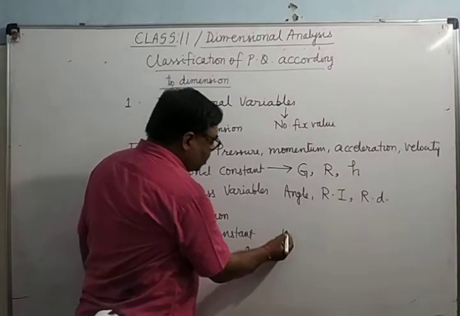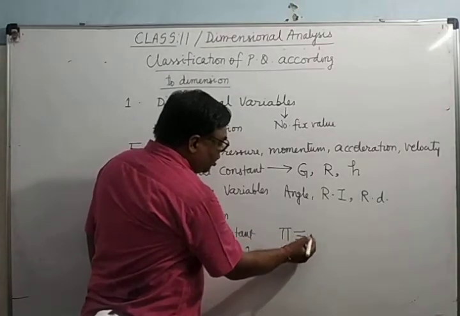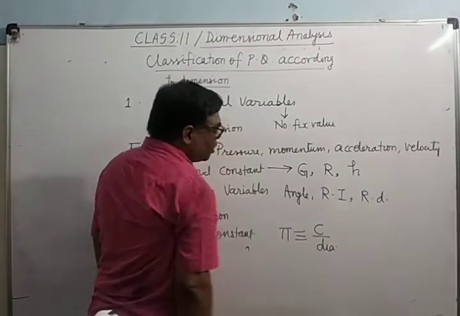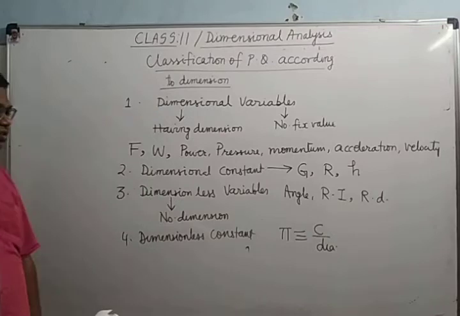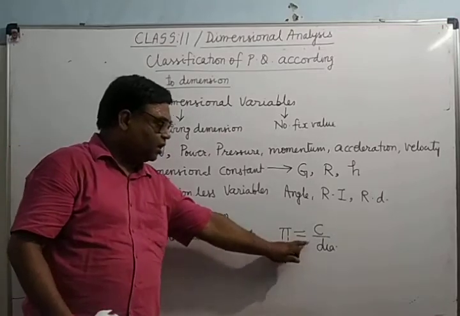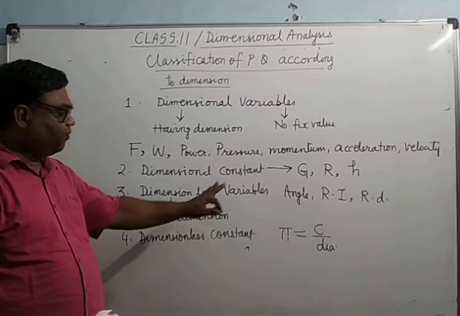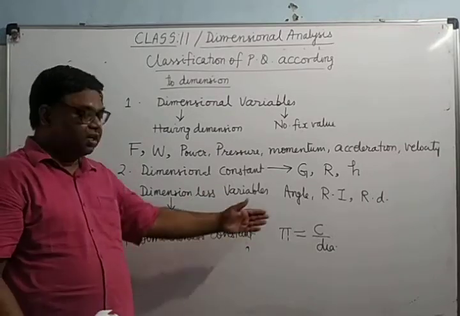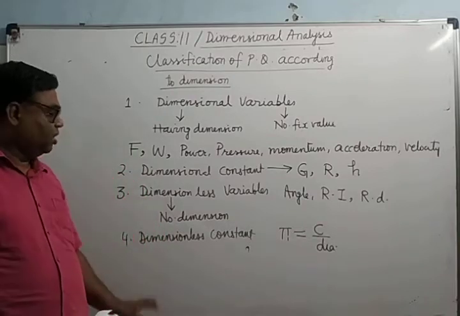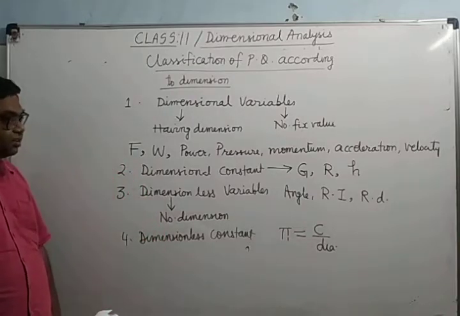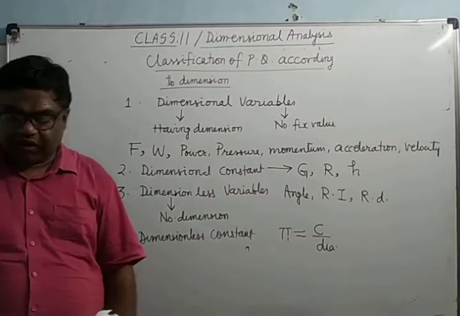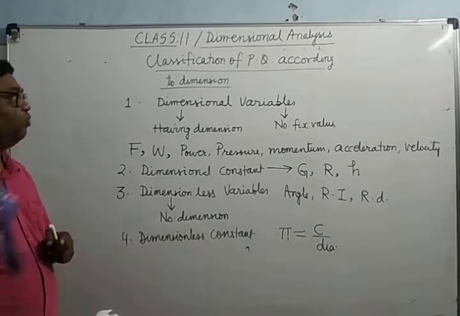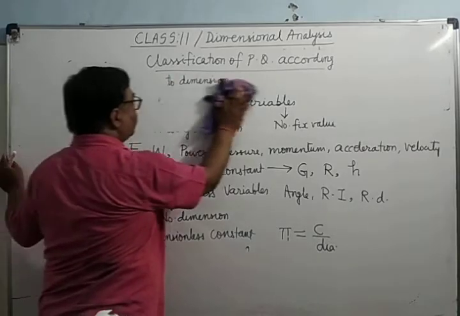It is pi. What is pi? It is the ratio of circumference to the diameter of the circle. It is clear? It has a fixed value but no dimension. So that is known as dimensionless constant. So we can classify the physical quantities in following 4 ways. These are the 4 ways of classifying the physical quantity.